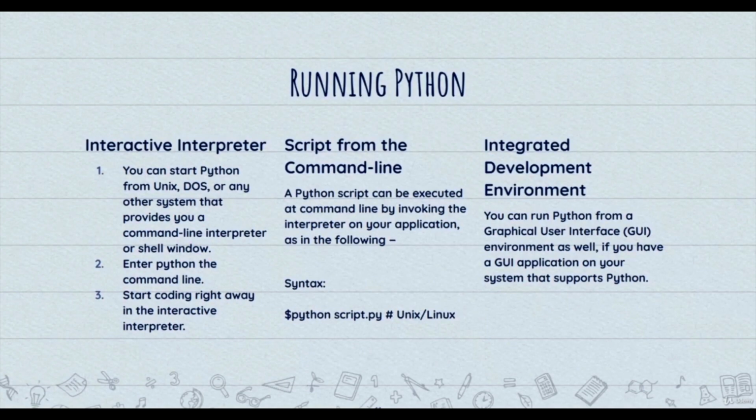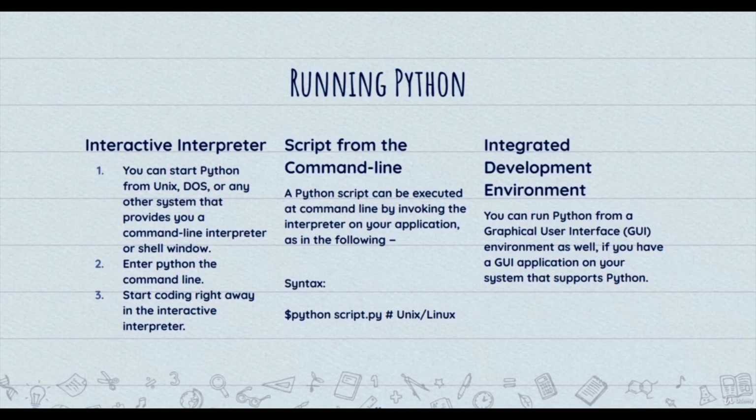Now we'll talk about something related to running Python. There are three different ways to start Python. The first one is the interactive interpreter. That means you can start Python from Unix, DOS or any other system that provides a command line interpreter or shell window.